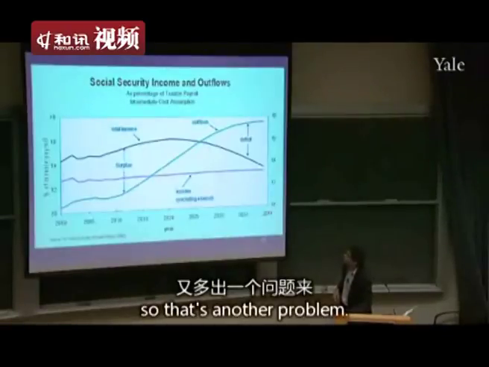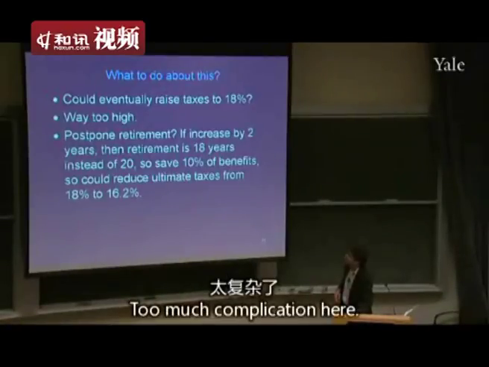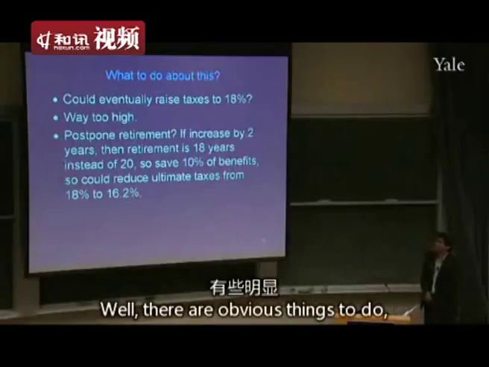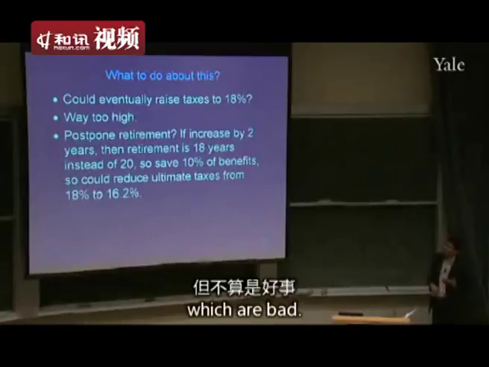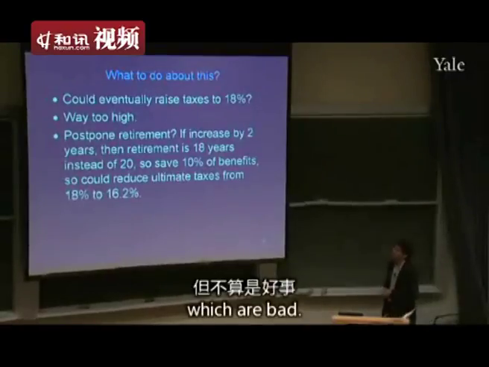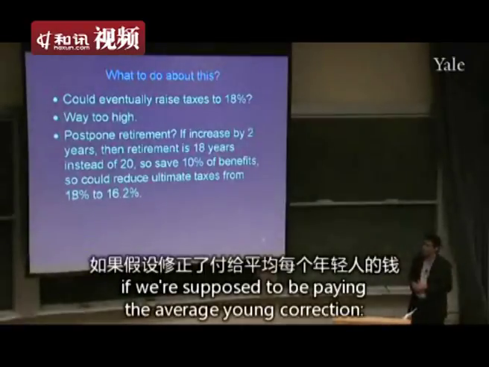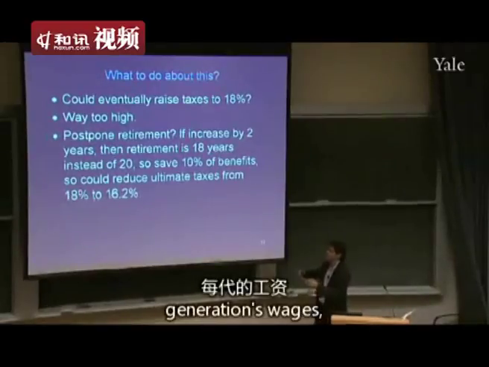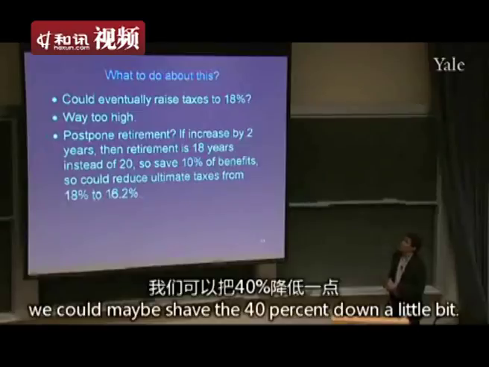Okay, so too much complication here. So what can you do about this? Well, there's obvious things to do, which are bad. One thing you could do is say, well, if we're supposed to be paying the average young person 40% of the new generation's wages, and there are only going to be 2 young people for every old person, we could maybe shave the 40% down a little bit.